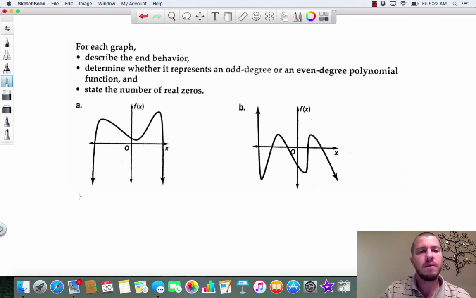For this one, we're going to describe the end behavior, determine whether it represents an odd degree or even degree, and state the number of real zeros. I'm going to do this one first, and because they're both ending in the same direction, this is going to be an even degree. I'm going to go a little further and be specific about the degree, because it turns 1, 2, 3 times. That's going to be a quartic.